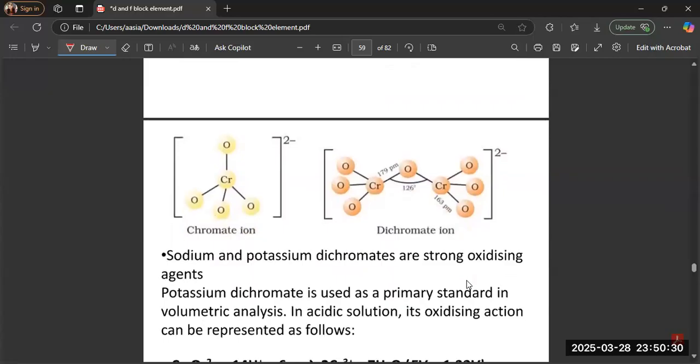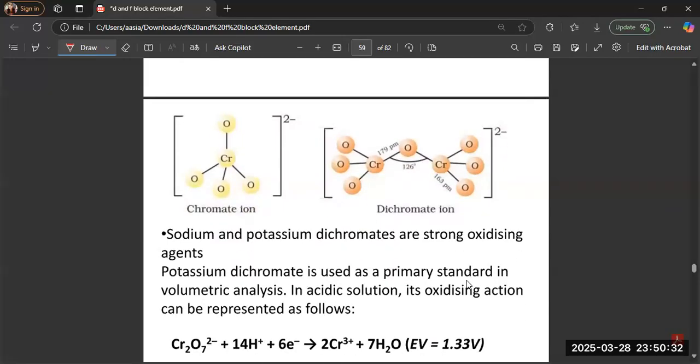Let's see the structure of the chromate ion. So this is the structure of the chromate ion. The structure of the chromate ion is tetrahedral, right? And the dichromate one consists of two tetrahedra sharing one corner with a Cr-O-Cr bond, which has a bond angle of 126 degrees. So these are the structures of the chromate ion and dichromate ion.